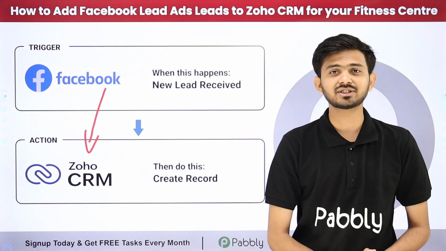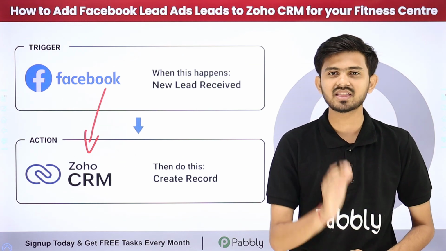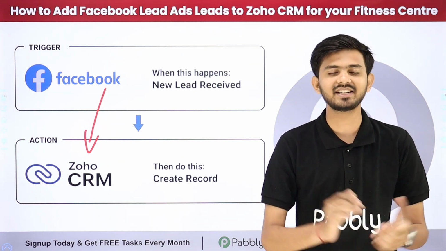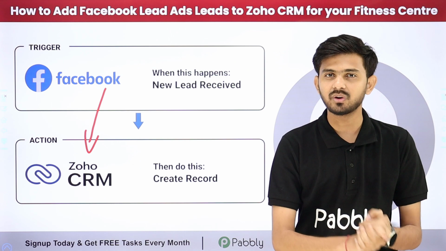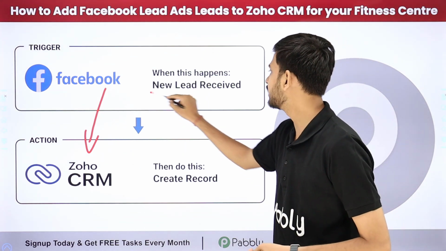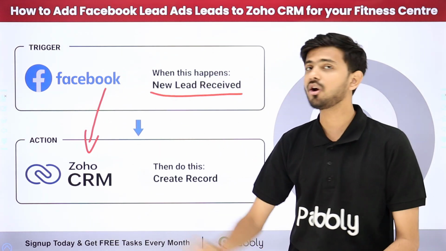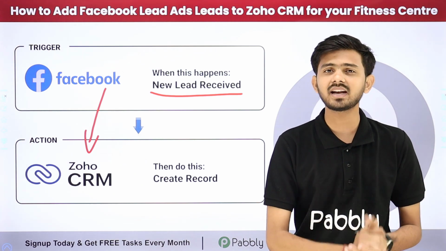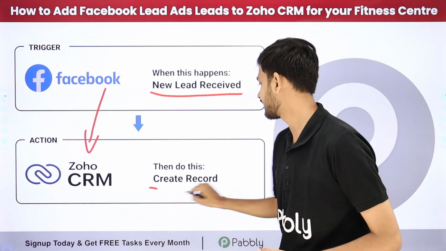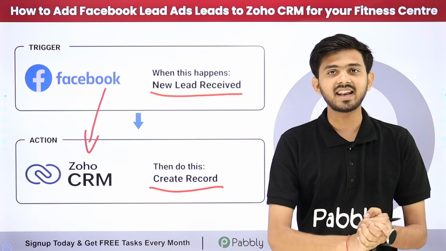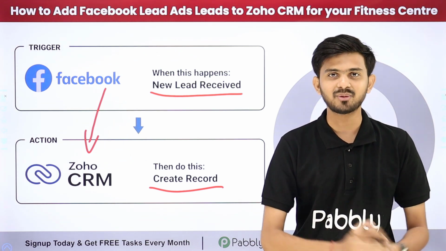So for building this connection, I'm going to use Pabbly Connect, which is an amazing software for automation and integration. Now with Pabbly Connect, whenever I receive a new lead through Facebook lead ads for my fitness center, then automatically I will create a new record or create a new lead in Zoho CRM. So how am I going to build this connection? For that, let me take you to my computer screen.